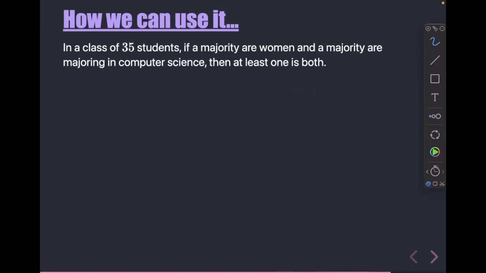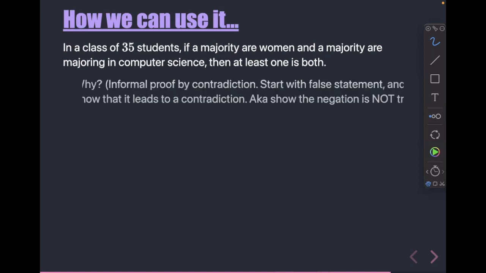This is a more complicated word problem, but it's saying: in a class of 35 students, if a majority are women and a majority are majoring in computer science, then at least one person is both a woman and majoring in computer science. And so why is this true?